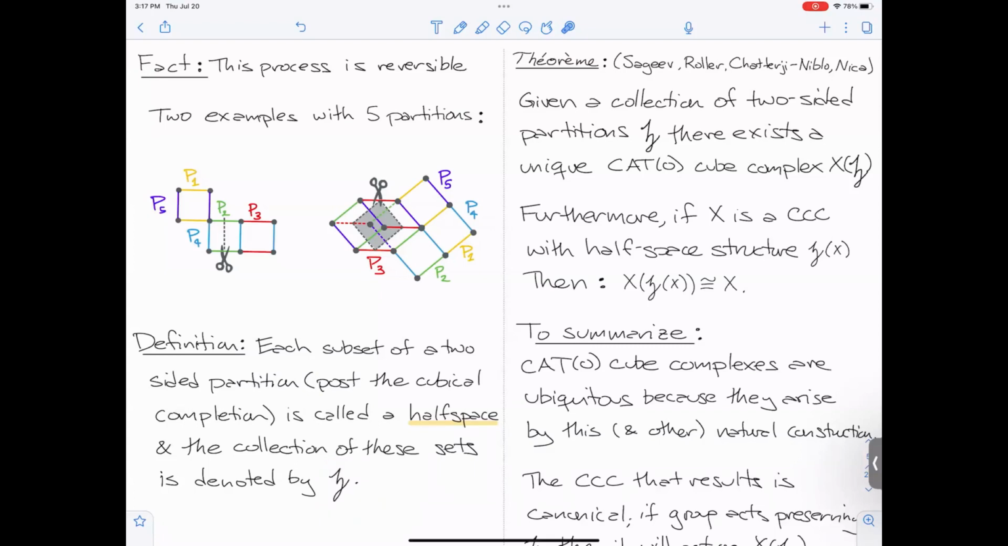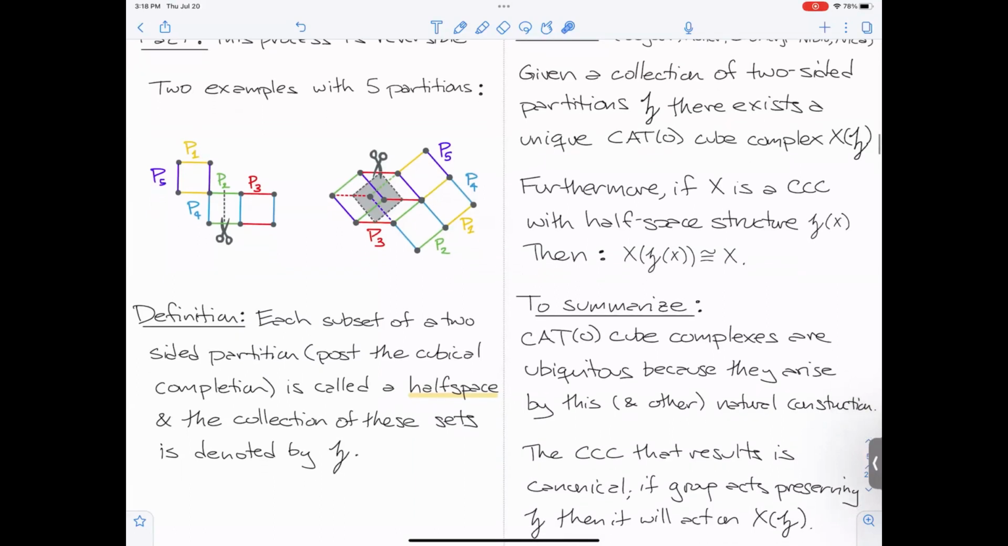So a theorem, which is due to many people in different slices, says that if you have a collection of 2-sided partitions, associated to that via the walled space structure, we have a canonical CAT(0) cube complex. Furthermore, if I start with a CAT(0) cube complex and I perform this partition construction, then I have, again, the same CAT(0) cube complex. Okay, so if I already started with a CAT(0) cube complex, I didn't go anywhere. And this kind of canonical structure, if you will, is going to come up again in the lifting decomposition.